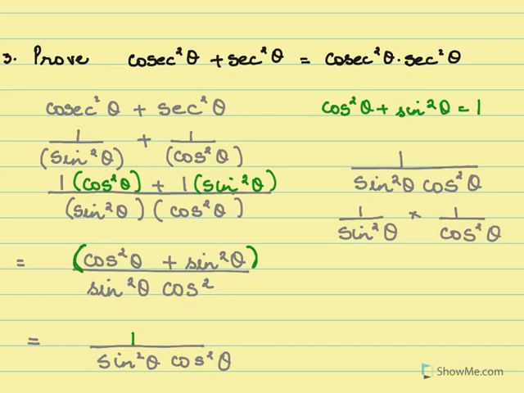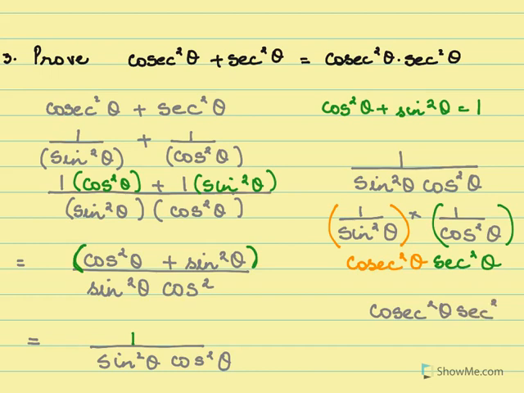Now do you remember what is 1 over sine square theta? It is cosec square theta. And what is 1 over cos square theta? It is sec square theta. So we have the answer, cosec square theta, sec square theta. So we prove the left hand side equal to the right hand side.